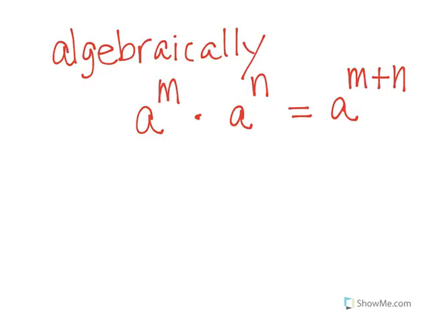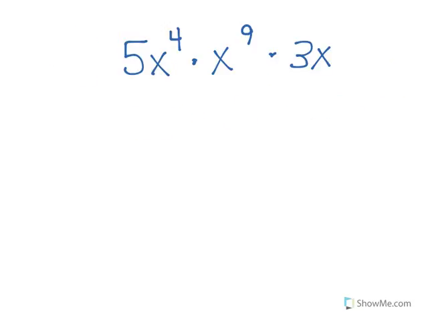Algebraically, this means a number a raised to the m power multiplied by a number a raised to the nth power is equal to that same base a raised to the m plus n. In this example, we have 5 times x to the 4th times x to the 9th times 3x.